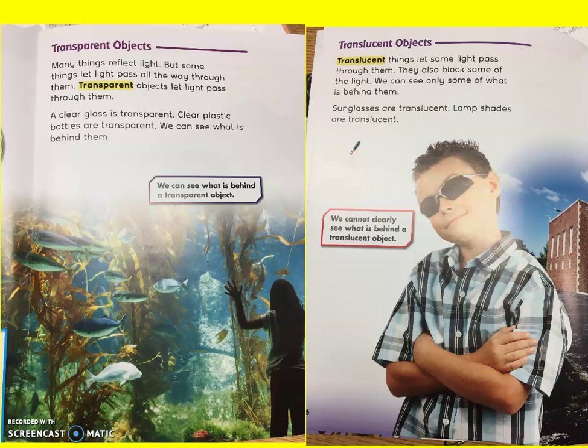Translucent things let some light pass through them. They also block some of the light. We can only see some of what is behind them. Sunglasses are translucent. Lampshades are translucent. We cannot clearly see what is behind a translucent object, so it's changing the color, so that would be translucent.